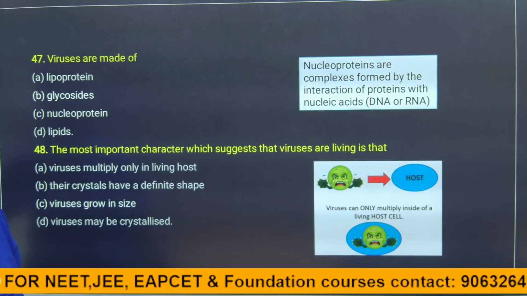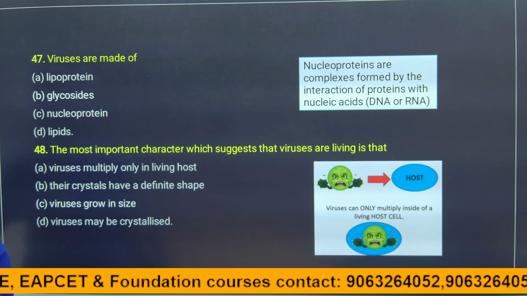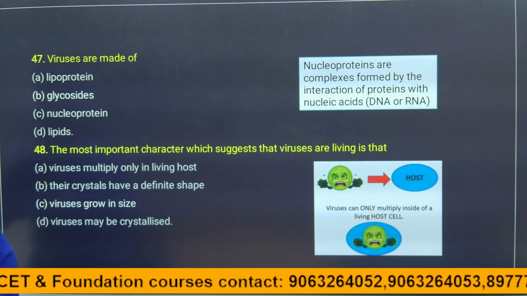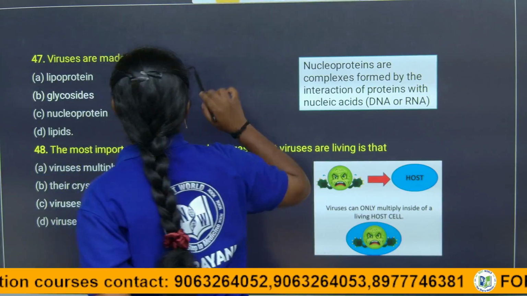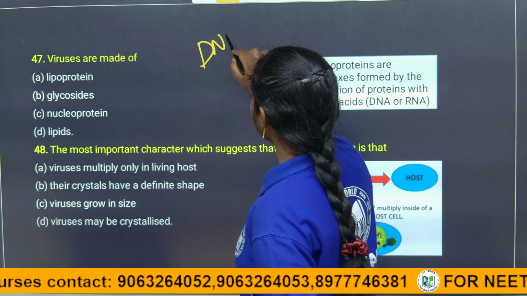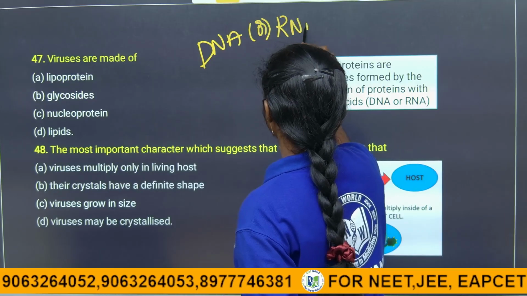Coming to the 47th question: viruses are made up of. They are asking, viruses are made up of. The genetic material of viruses is made up of, children, either DNA or RNA.